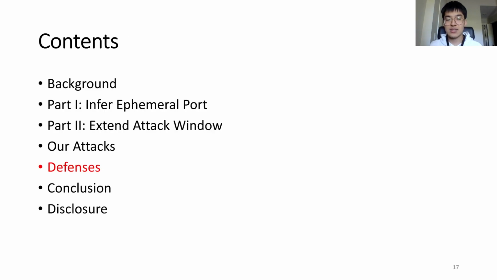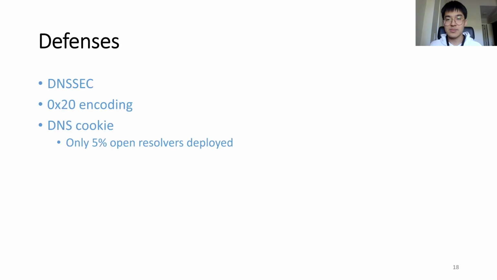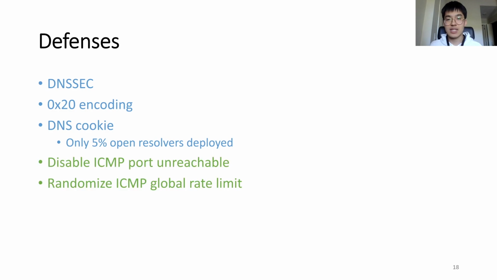Okay, now let's discuss the possible defenses. First, we can add more secrets to defeat the off-path attacker. Although these techniques have been standardized, in fact they are not widely deployed due to the backward compatibility and incentives. Second, we can remove the side channel to prevent effective port scanning.